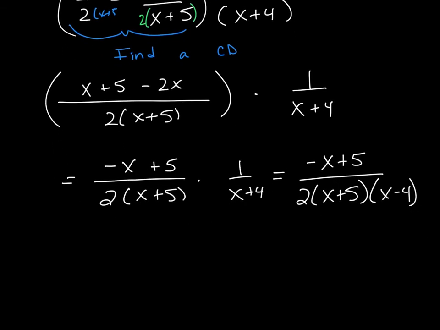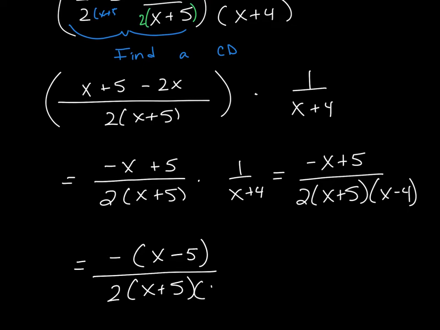Now, I want to talk about this negative sign that's leading for the x. A lot of times we don't leave it this way. We need to factor out a negative 1. So I'm going to go ahead and factor a negative 1 out, and that would change that to x minus 5 all over 2 times x plus 5 times x minus 4.